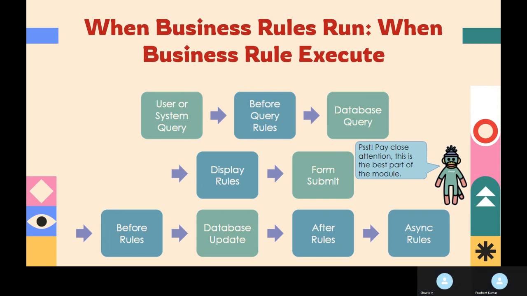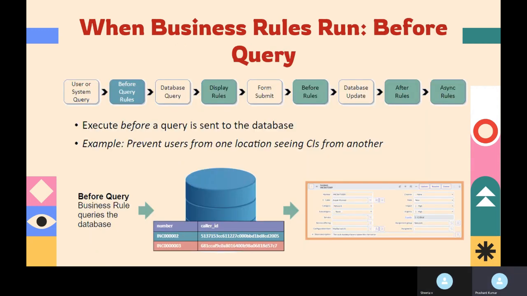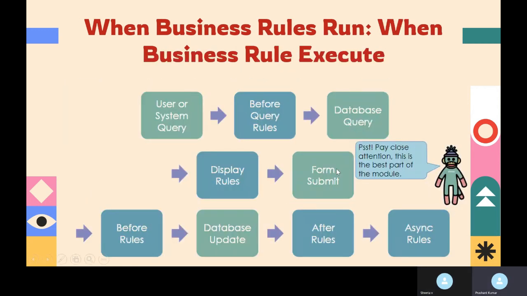This is just a pictorial representation, so you understand all types of business rules in a single view. And now, as soon as we have executed our display business rule, now what happens? Now we have a form submit, after whatever values we have updated on our form. Now what will happen here? Form submission. There are two types of things after form submission.